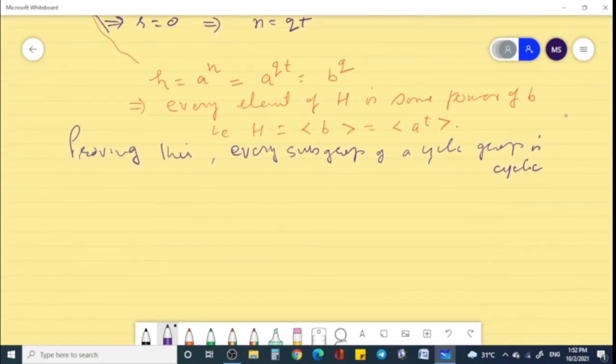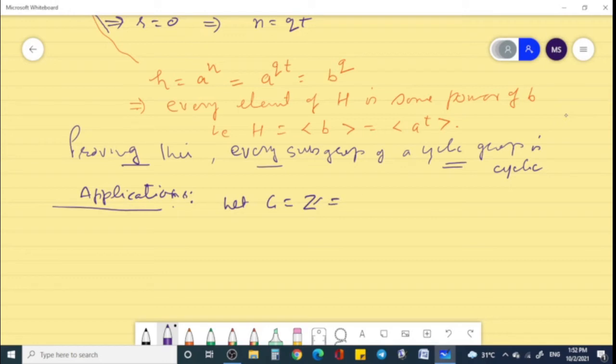Now we can think about some examples and some applications of this result. First of all, if we let G be the set of integers, and this is generated by 1, take G as the set of integers, and this is an additive cyclic group. Z is a cyclic group.